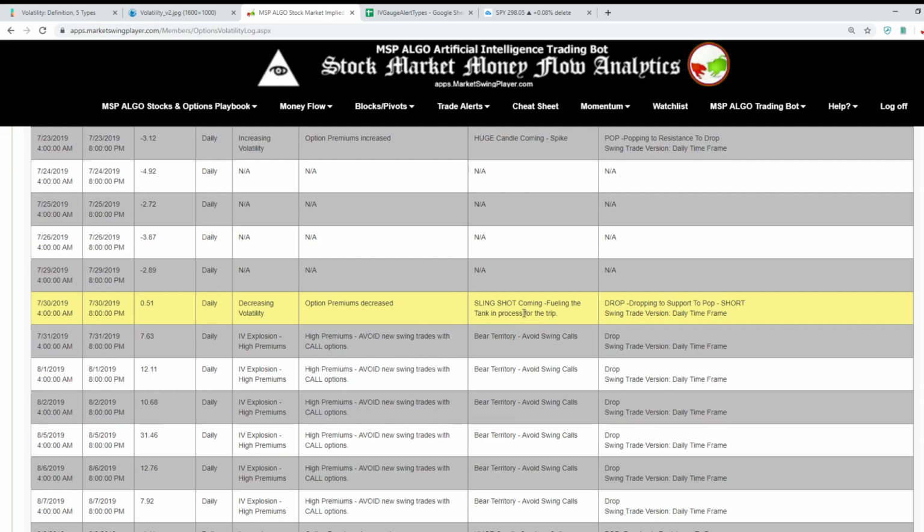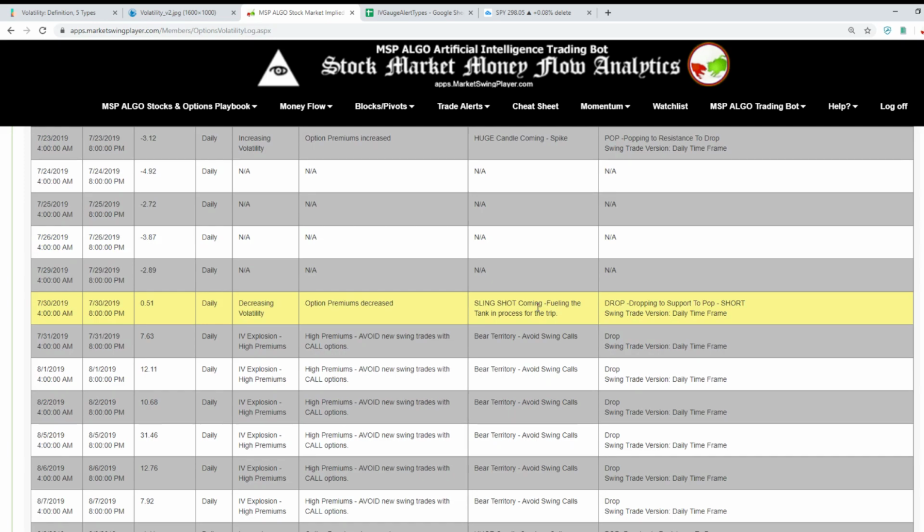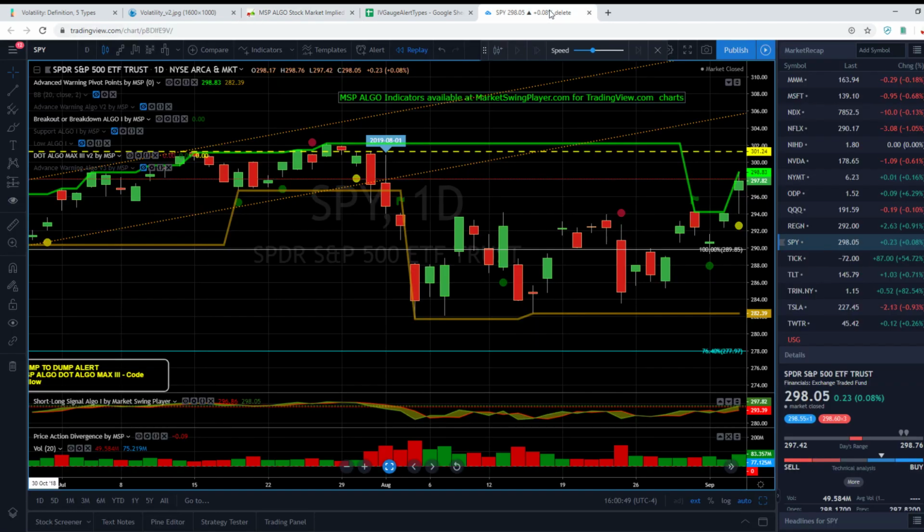Here it's saying a slingshot was coming, and a lot of things were going on. It was trying to say it was going to drop on the 30th. It was warning about a drop. So here it was warning that you may need to get out of your calls, and then the next day it dropped. Okay, so you see how it found the top. Now let's see what the next alert was.